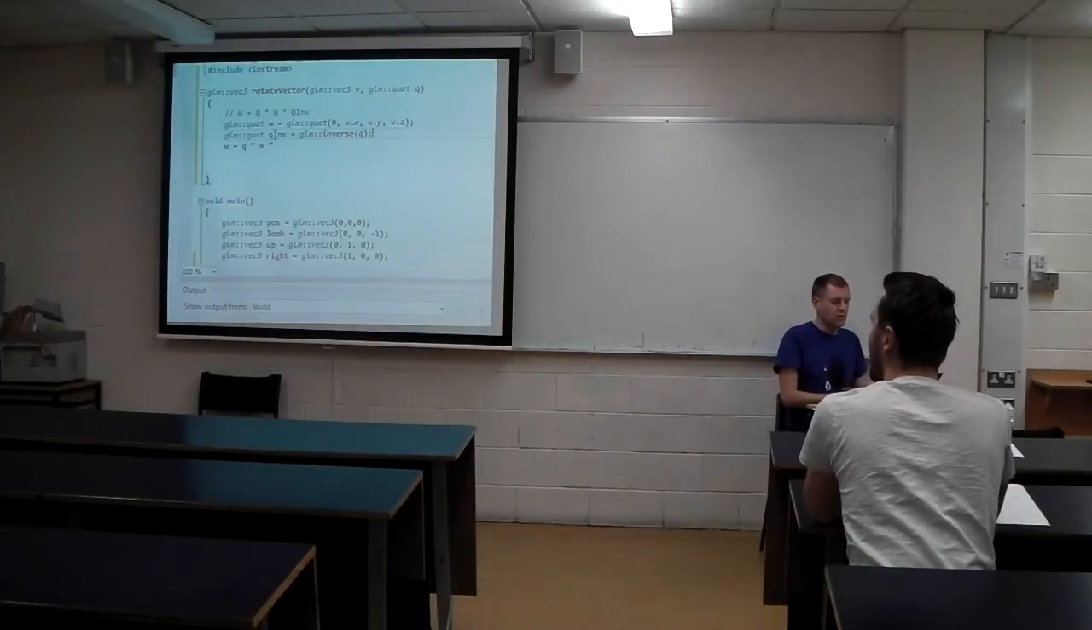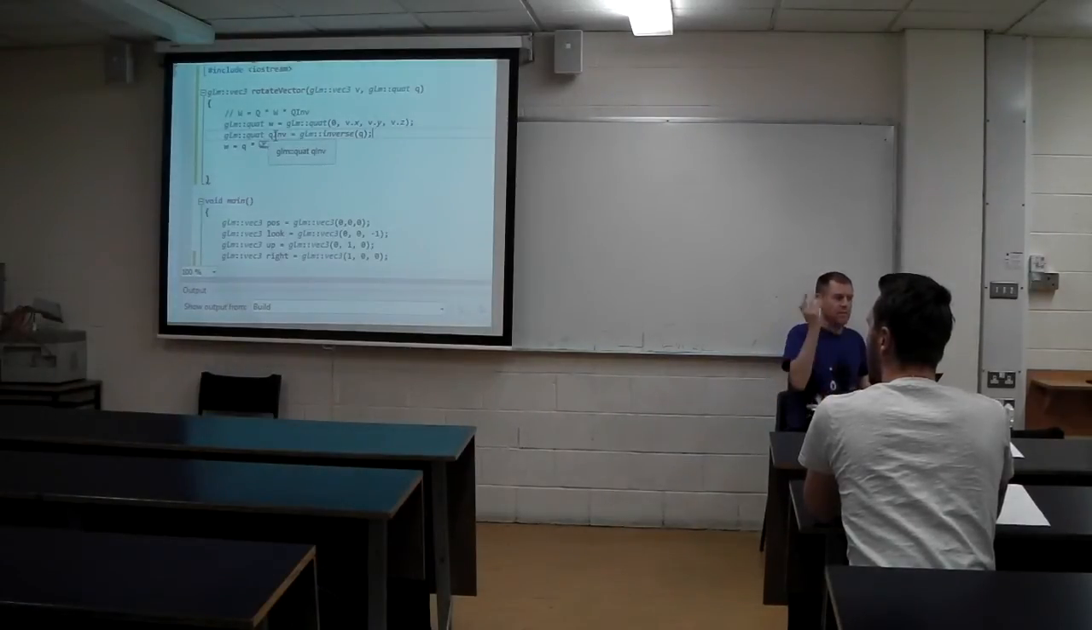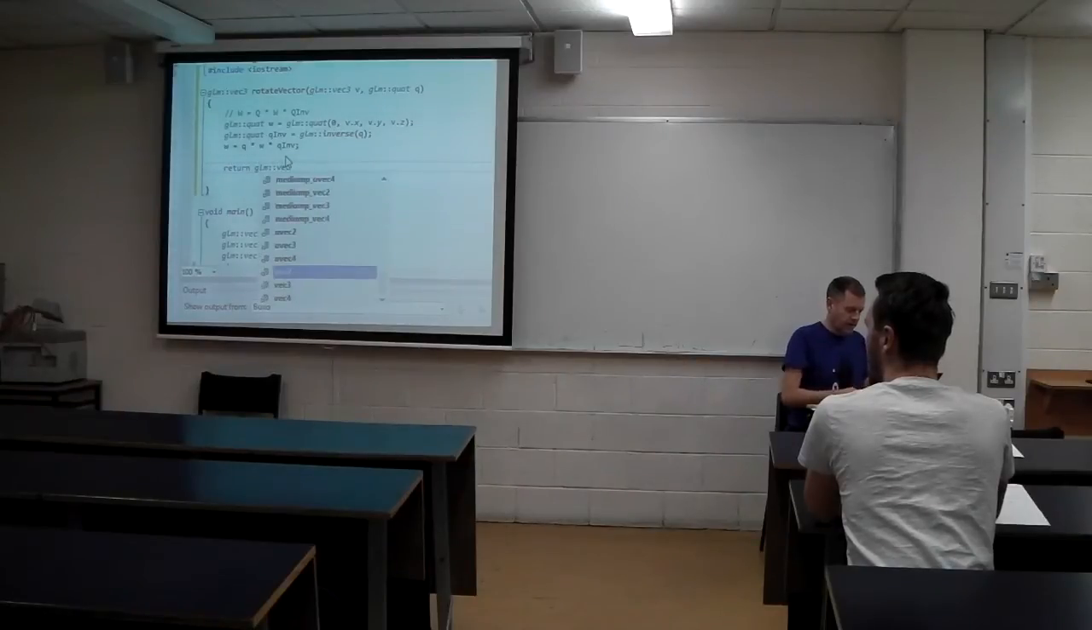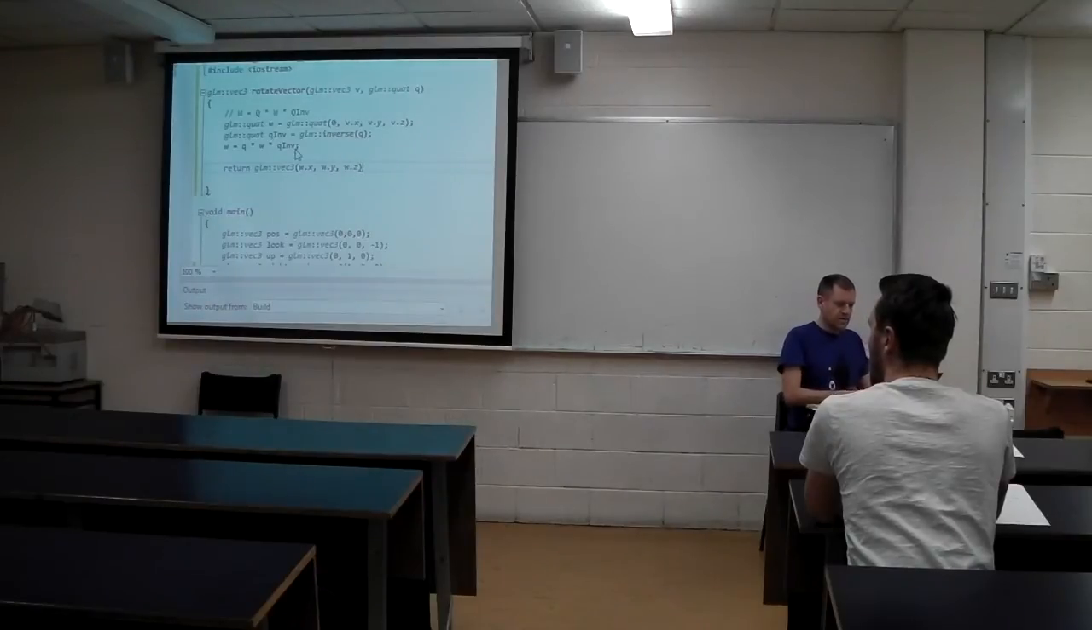And when we look at qInv, we'll see that all that has happened is it's just negated the X, Y, and Z components. That's how you invert a normal quaternion, just by flipping the X, Y, and Z, making them minus X, Y, and Z. So then I have W equals Q multiplied by W multiplied by qInv, right? And then I want to return GLM colon colon vec3, and I need to get the X, Y, and Z components from W. So W.x, W.y, and W.z. So that's that equation, right? We just coded up that equation in C++.